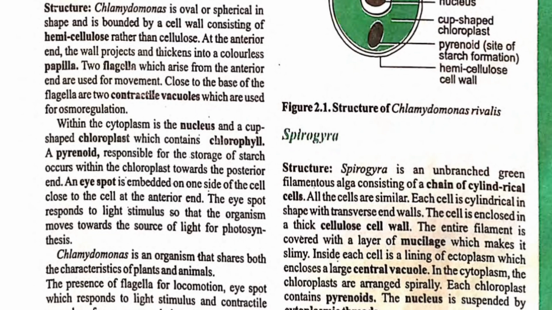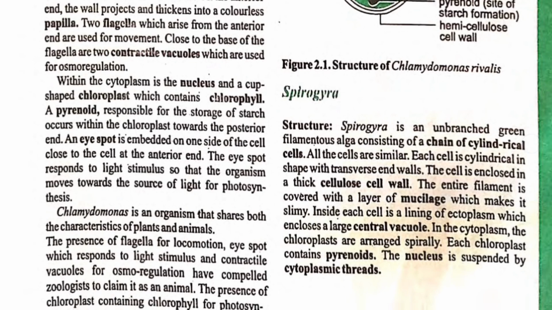Now, you may see questions like Spirogyra, whether it is branched, whether it is unbranched, the type of cell, if it is cylindrical cell, it could be cubic cells. They could just try to confuse you. Alright, so you must take note that it is an unbranched green filamentous algae consisting of a chain of cylindrical cells. Now, all the cells are similar. Each cell is cylindrical in shape with transverse end walls. That's the walls are transverse, opposite each other, lying beside each other.